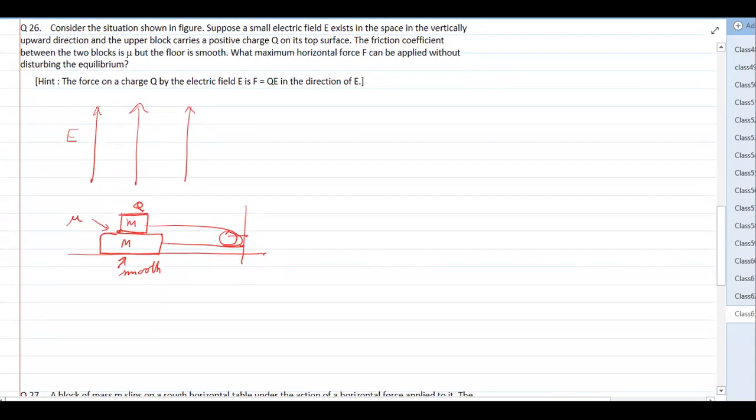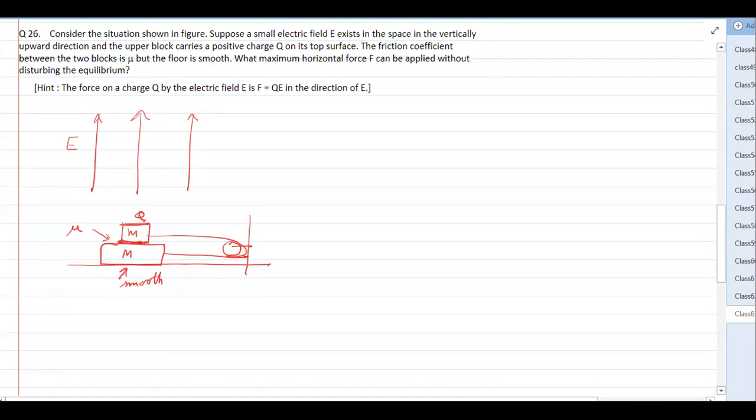So how to solve this question? Here again we will write the forces. If we write the forces on the upper block, small m, one is mg downward, the other is the normal from the lower surface. Then there will be a force due to the charge. The force on a charge Q by an electric field is F equal to Q times E, in the direction of E. So if the electric field is upward and the charge is Q, there will be an electric force QE, which is given as a hint. So this extra force is acting. And when you pull this, a friction force is developed in the backward direction, and on the lower object there will be a friction force in this direction. So the friction force is acting here.